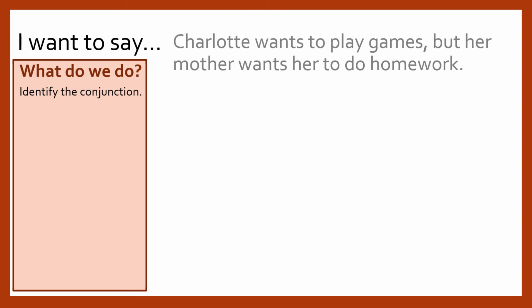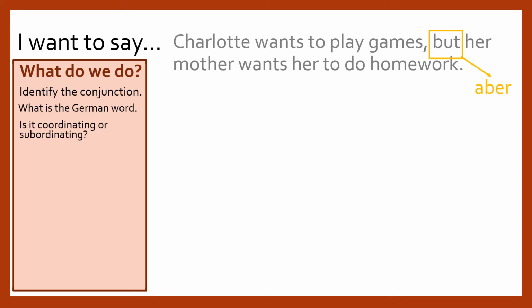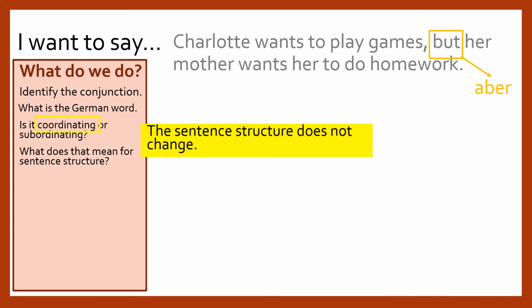So first we need to identify which conjunction we want to use. We want to use "but." So what's the German word for that? Aber. Is it coordinating or subordinating? It is a coordinating conjunction. So what does that mean for sentence structure? That means that the sentence structure does not change. So we can just write the two clauses as if they were normal German sentences.